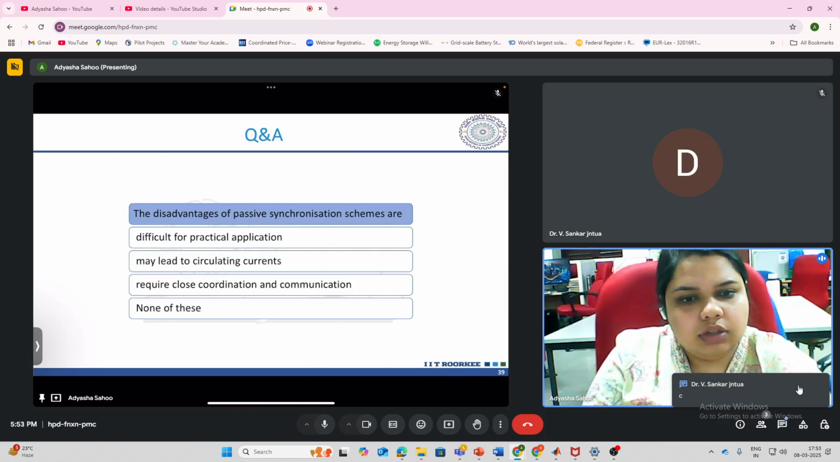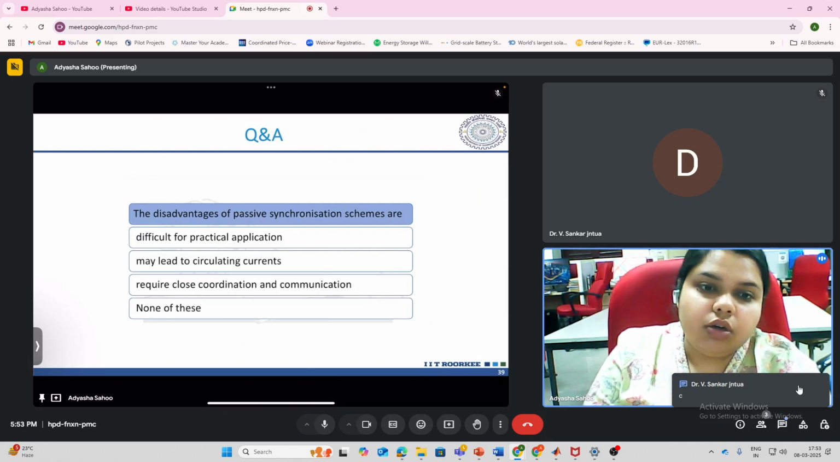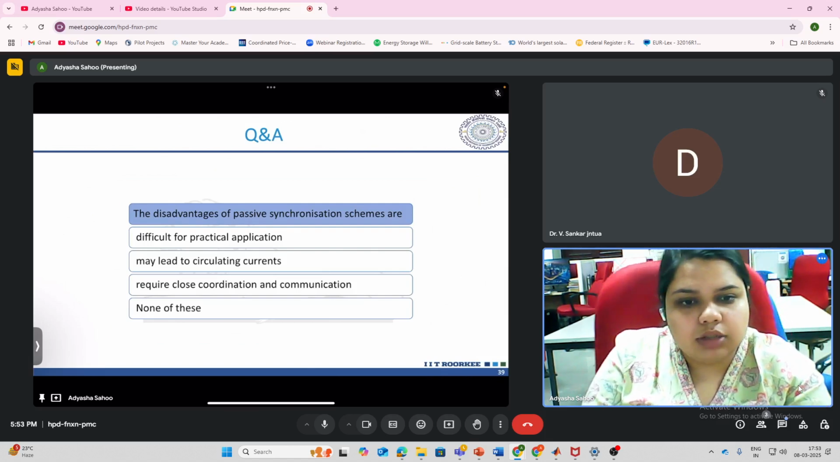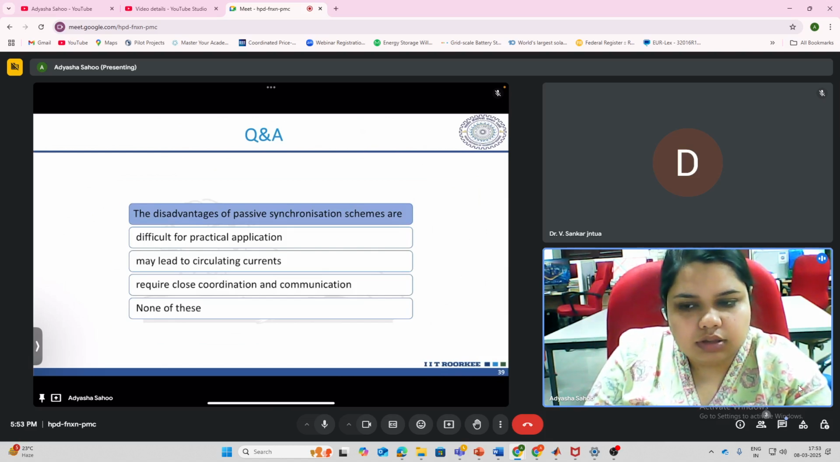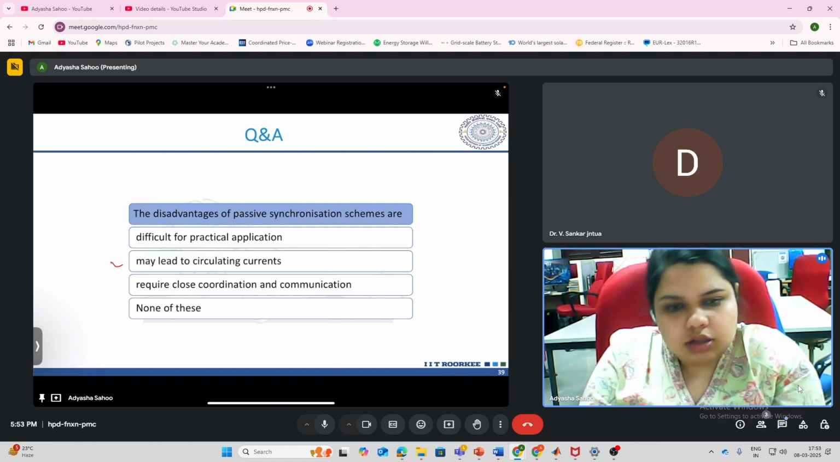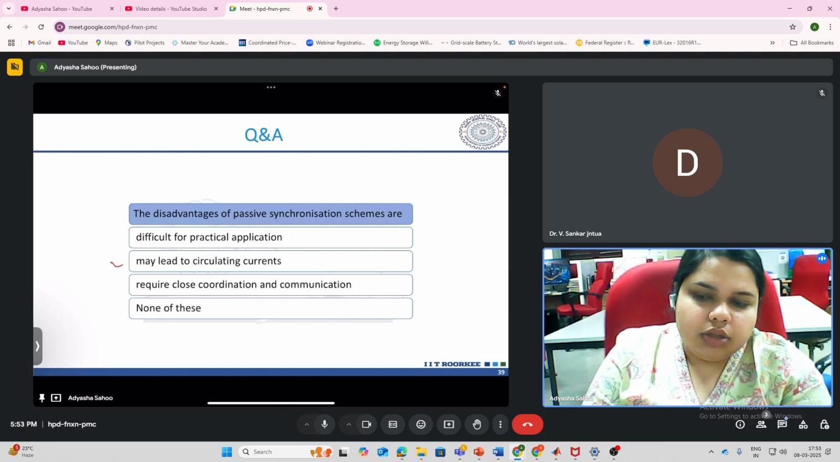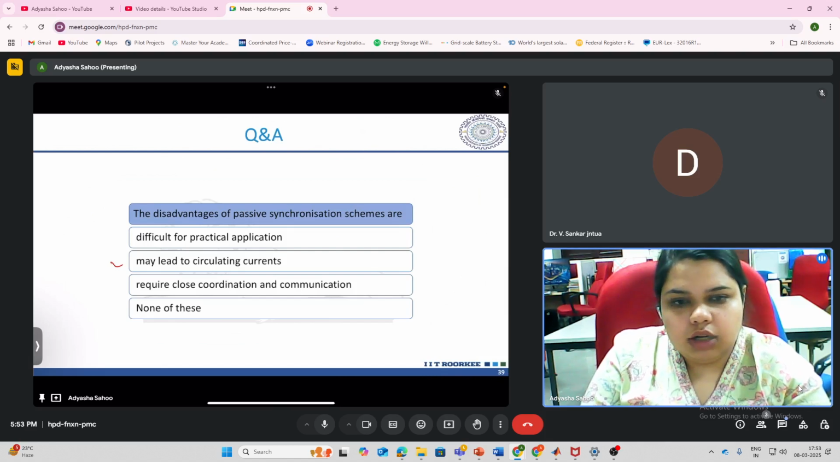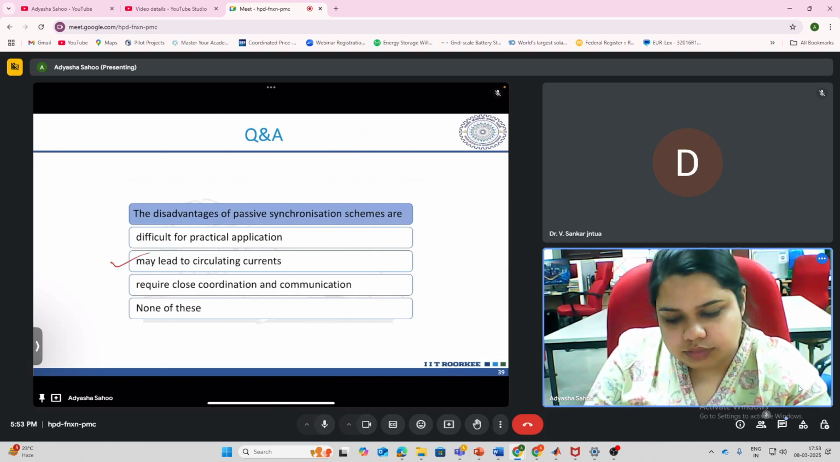So in the passive technique, basically you are manually monitoring the voltages, you are manually matching the voltage magnitude and frequency phases, and you are synchronizing it. Although it is easy and does not require communication, it may lead to circulating currents, because in manual operation you may not exactly match the voltages, and these differences in voltage may lead to circulating currents.